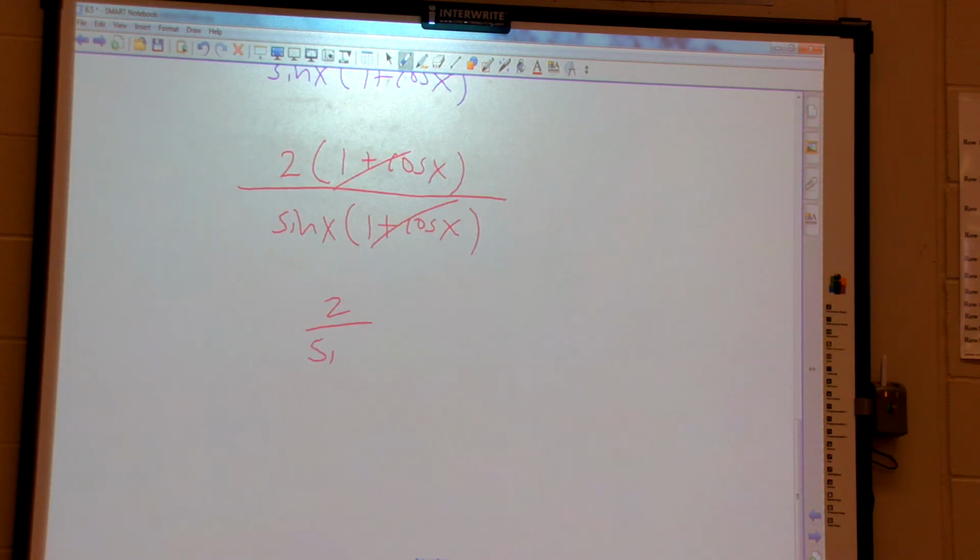2 over sine, which is beautiful, but I can make it just a tiny bit prettier. 2 cosecant x. Doesn't matter that there's a constant there. You can go ahead and bring that up. And that's about as clean as it's going to get. And as hard as they get today. Like I said, in no way do I expect you to be able to duplicate that just yet.